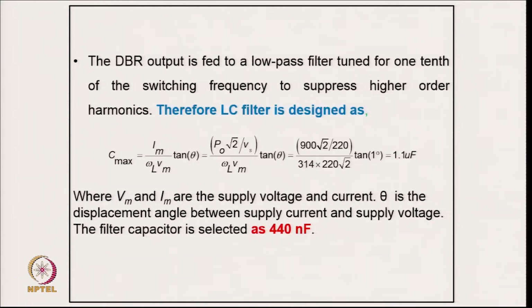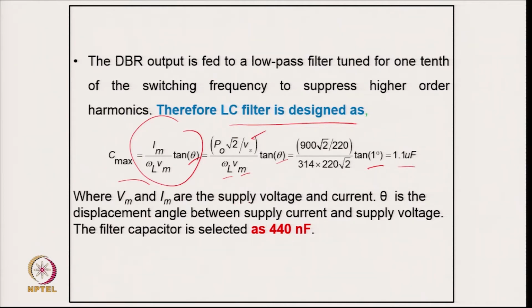The diode bridge rectifier output is fed to a low pass filter tuned at 1/10 of the switching frequency to suppress the higher order harmonics. Therefore, an LC filter is designed for this purpose, for which the capacitor is calculated from this relation, where theta is the angle between the supply voltage and supply current, which is taken here as just 1 degree so as not to have any reactive power burden. Then putting the values of output power, the supply RMS voltage, the corresponding peak voltage of the supply and the supply frequency, it comes to the order of 1.1 microfarad.